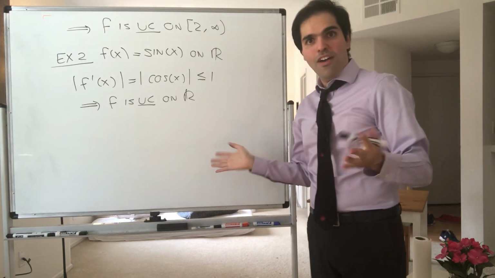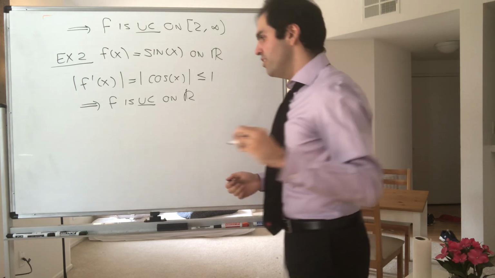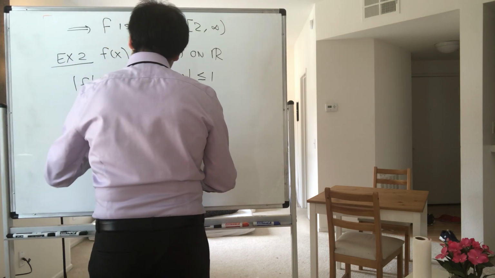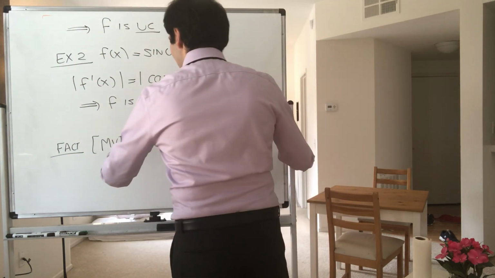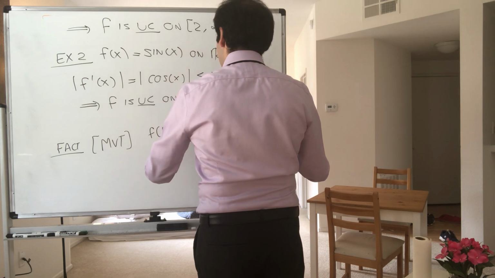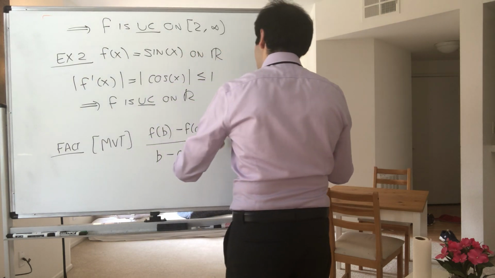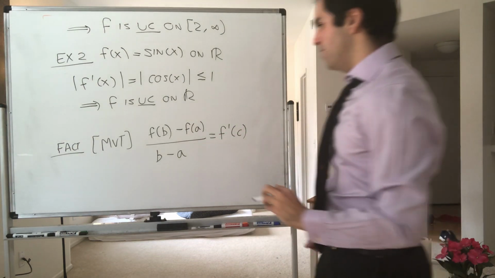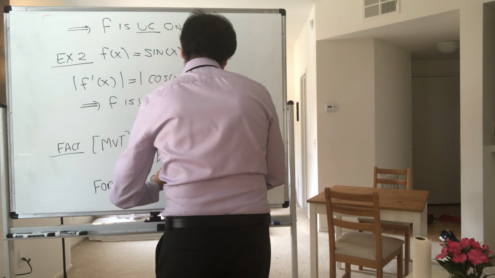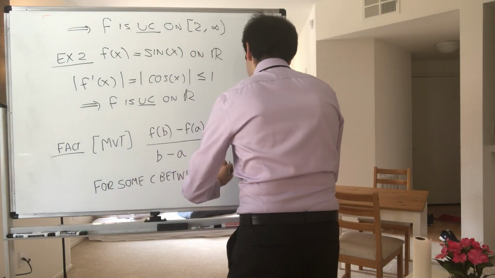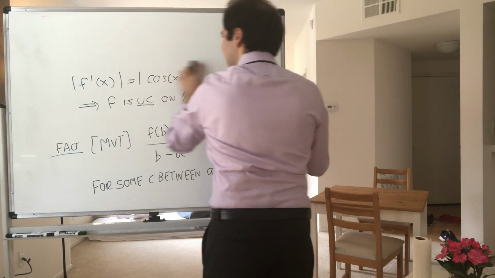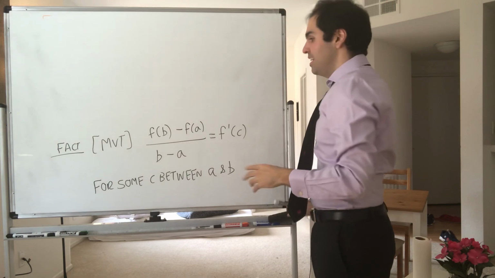And the proof uses a fact, hopefully you remember from calculus, called the mean value theorem, the real MVT, if you'd like. All that it says is that if you have any numbers a and b, then f of b minus f of a over b minus a equals f prime of c for some c between a and b. So in other words, picture-wise, all that this says is that the slope of the secant line is equal to the slope of the tangent line somewhere.